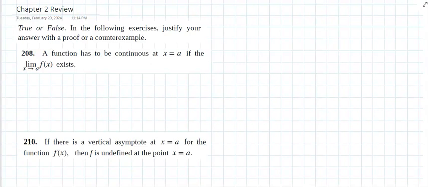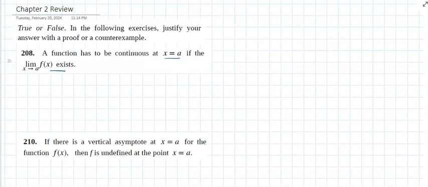Chapter review starts with true or false. I don't give true or false on a test, but I'm going to use those to kind of elaborate a bit because they're very limited. This book has very limited chapter review problems. So, in the following exercise, justify your answer with a proof or a counterexample. It says a function has to be continuous at x equal a if the limit exists.